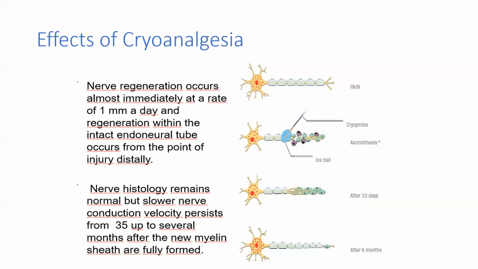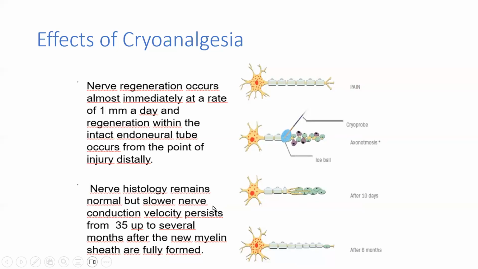As you can see in the second drawing, the cryo probe is here, and that's the snowball, or the ice ball, and distal to that, you have the axonotmesis, as I explained. As time passes, the histology remains normal, but slower nerve conduction velocity persists. So it starts regenerating here. And in the last drawing, after 6 months, you have complete regeneration.